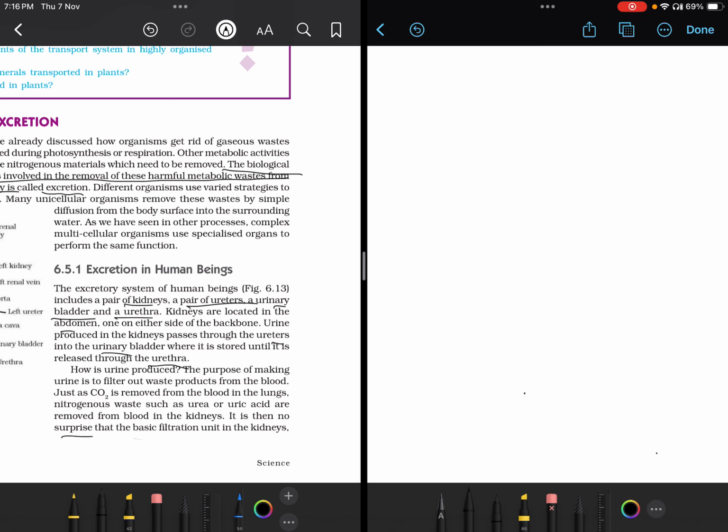How is urine produced? The purpose of making urine is to filter out waste products from the blood, as I have already told you. Just as CO2 is removed from the blood in the lungs, nitrogenous waste such as urea, uric acid. What are these nitrogenous wastes?